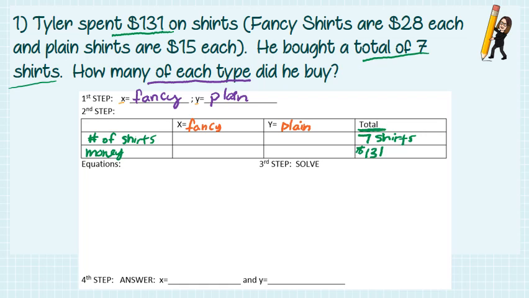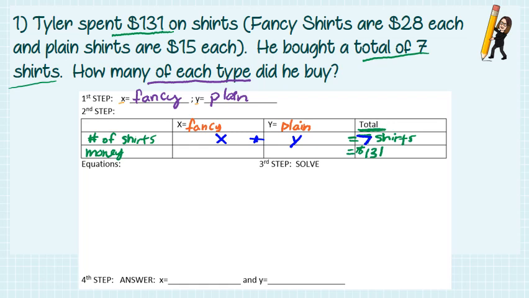Now I need to fill in the rest of the equation. So this is going to be equals here, equals the total. I don't know how many fancy shirts he bought, and I don't know how many plain shirts he bought. But I do know if we put them together, he got 7 shirts. So that's my first equation, just x plus y, 2 unknowns added together, gives me a total of 7.